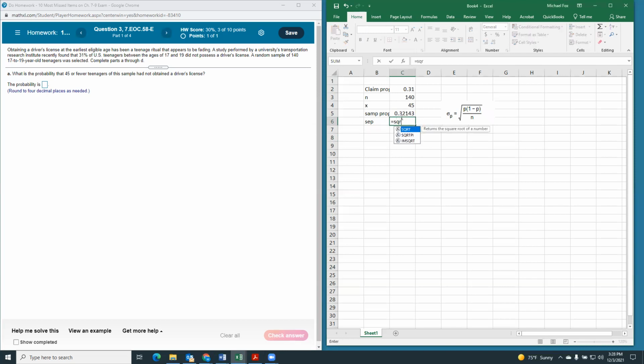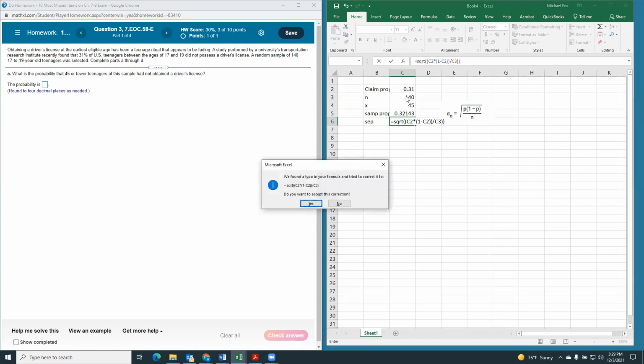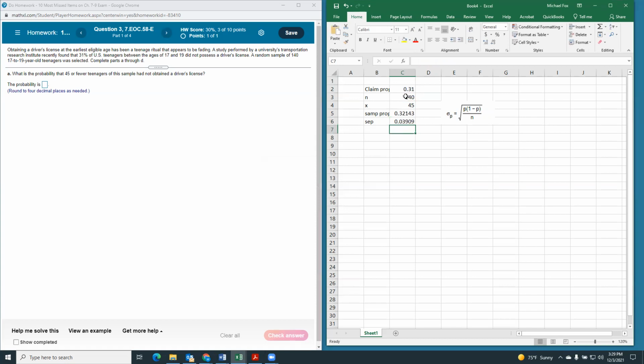That equals the square root of the claimed proportion, P, times 1 minus that claimed proportion. Probably should put that 1 minus in its own set of parentheses. And we'll divide all of that by N. Good. Oh, I had a little typo, one too many closed parentheses. So there's our standard error of the proportion.